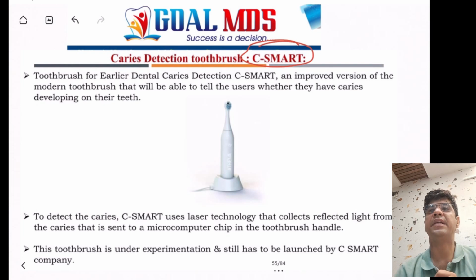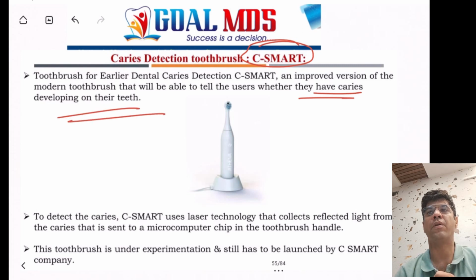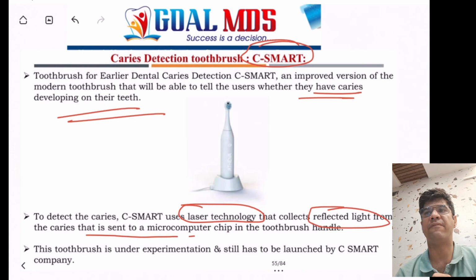Other is the caries detecting toothbrush, that is the C-Smart toothbrush, which is able to tell users whether they have caries developing on their teeth or not. They use a laser technology that collects the reflected light from the caries, which is sent to a microcomputer chip in the toothbrush handle.